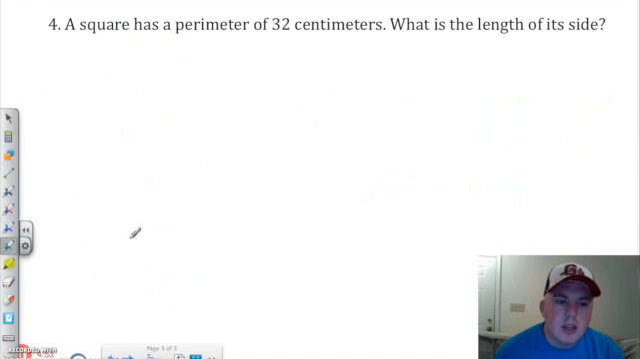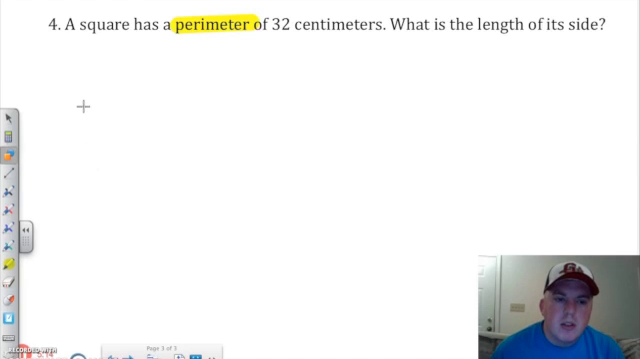Also, I want you guys to just go ahead and take a quick look at number 4. I'm not going to work this whole problem, but I just want to get you guys started on this because it might be one that might be a little bit confusing for you. Now, we have a square that has a perimeter of 32 centimeters, and we want to know what is the length of its side. It doesn't give us much information here.